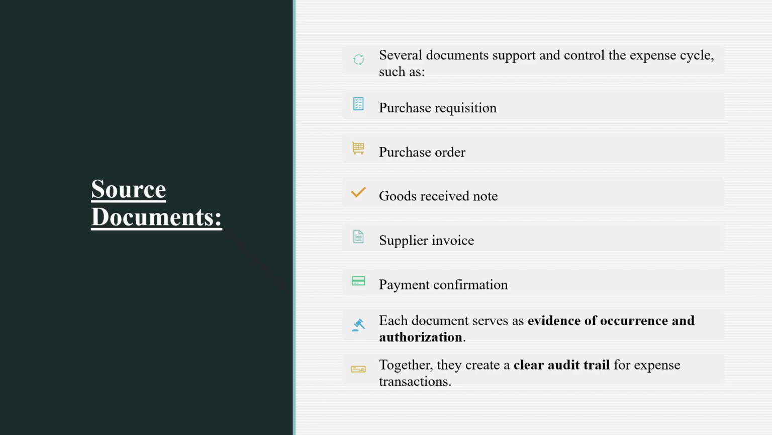Source documents are the foundation of the expense cycle. Examples include purchase requisition, purchase order, goods received note, supplier invoice, and payment confirmation like payment vouchers or bank advice. These documents serve three main purposes: proof that the transaction occurred, evidence of authorization, and support for accounting records. Auditors rely heavily on these documents. If documentation is missing, expenses may be disallowed or questioned during audit.